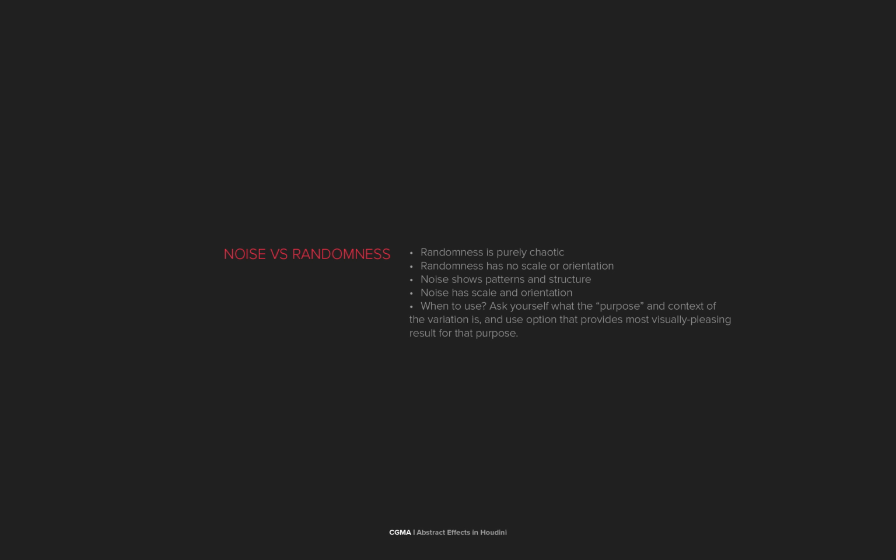So the question would be, when do we want to use one versus the other? What I like to do always is ask myself what the purpose is and what the context is that we're trying to achieve. What is the context that the variation we want is? So think about that, and then think about what's going to be visually pleasing. So if you want to do something that is like landscape, you would want to be using noise instead of randomness. However, sometimes you just want to add variation, like in a particle system.